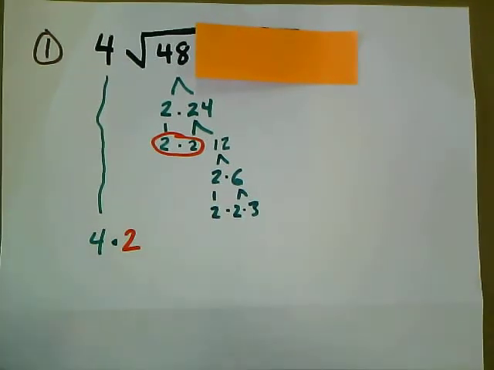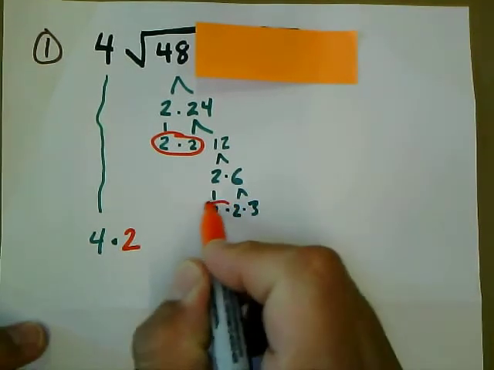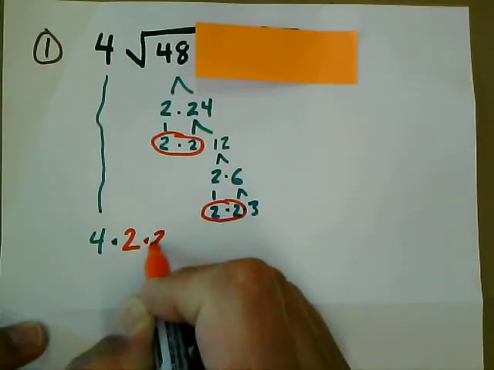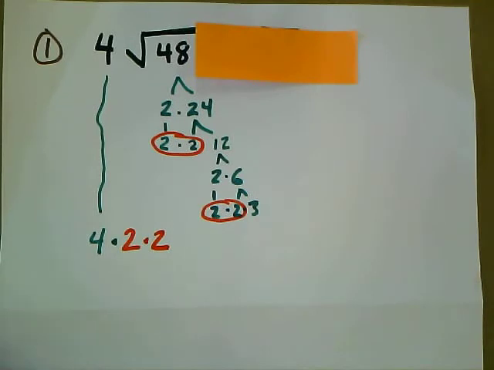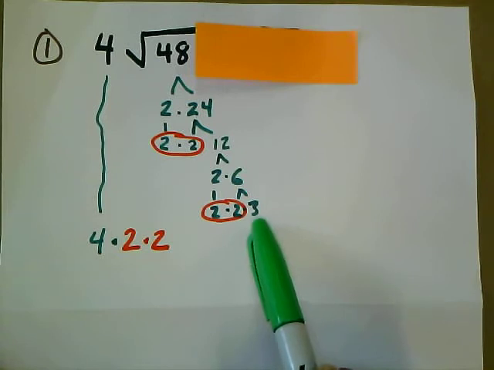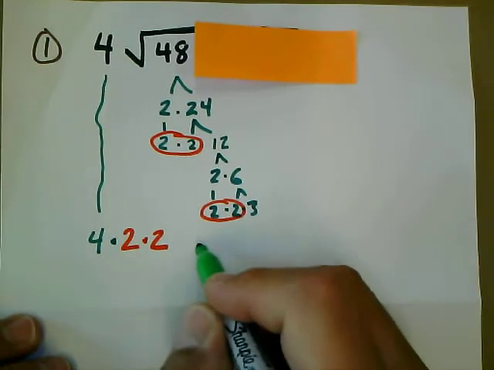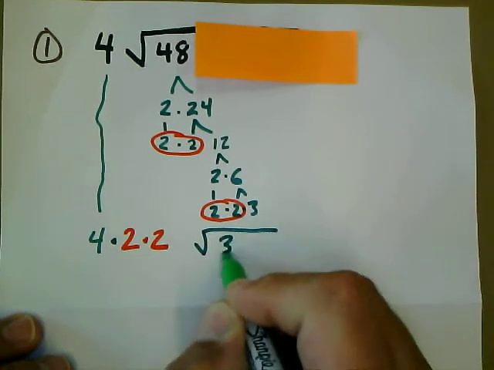Well, we have that pair in there again. And we put that 2 down there. But that is a prime number, 3. It does not have a pair for it, so we're going to leave that as square root 3.